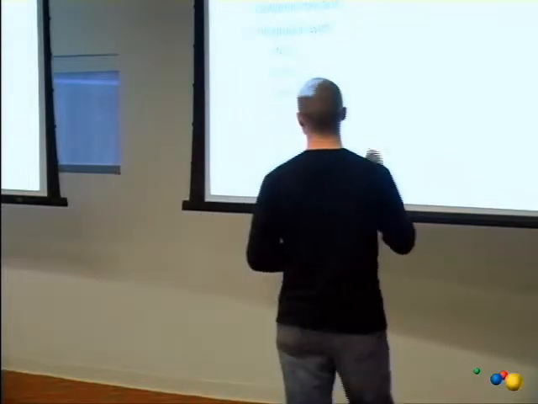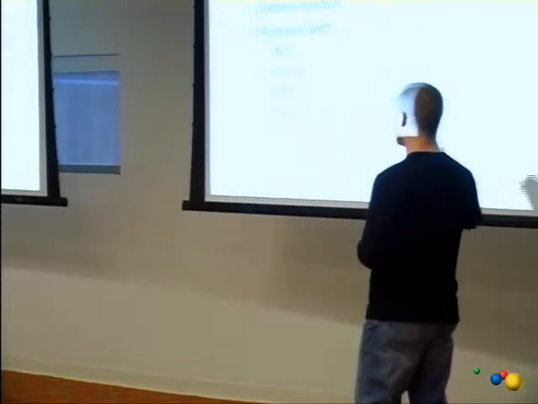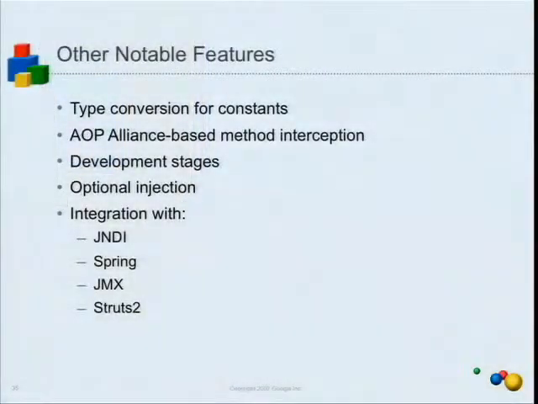Guice also comes with integration. Out of the box, it comes with integration with JNDI, pretty good integration with Spring, the Java management extensions, JMX, and Struts 2. Struts 2 is one of the main reasons that I created Guice. I was working on Struts 2 when I came up with a lot of these ideas and decided on what I wanted. So Guice comes with a great Struts 2 plugin. You just drop it in your class path.